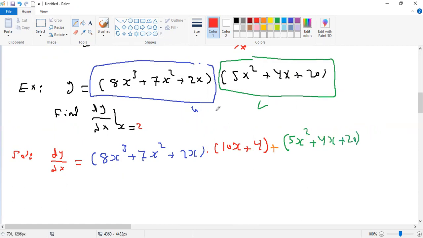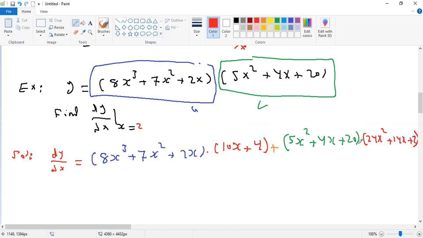Now, times the derivative of u. This is the derivative of this u, the derivative of the first. So what is the derivative of the first? 3 by 8 is 24, so 24x squared. And this one, 2 by 7 is 14, plus 14x. The derivative of 2x is 2, plus 2. That's the last one, 2.